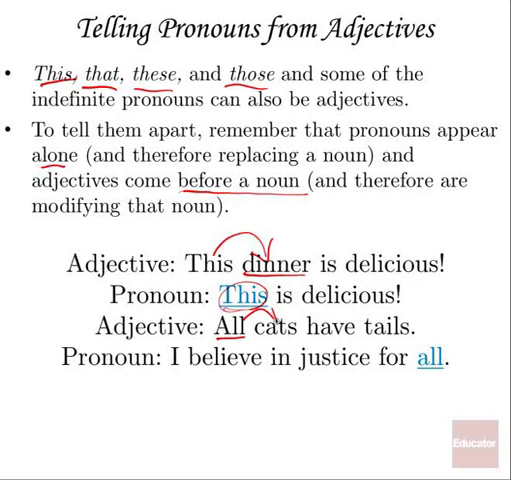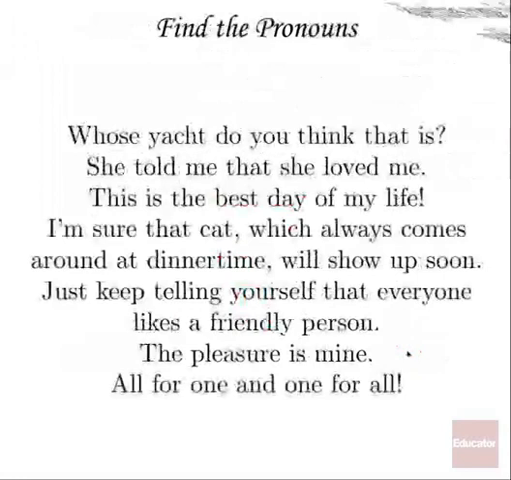All, in this case, modifies cats. But the pronoun version would be something like, I believe in justice for all. All meaning all people, but it's standing in for the noun people. I believe in justice for all. You can also tell that it's acting like a noun because it is the object of the preposition for. But we'll get to prepositions in a later lesson.